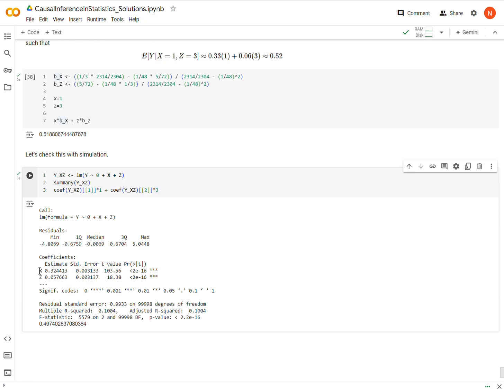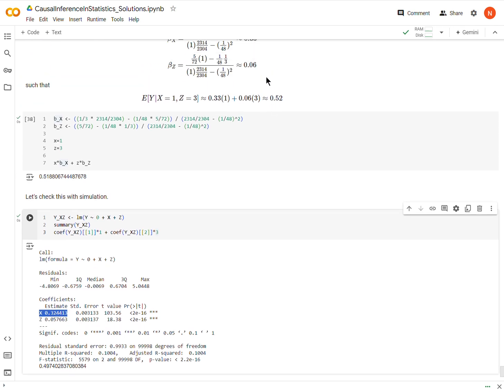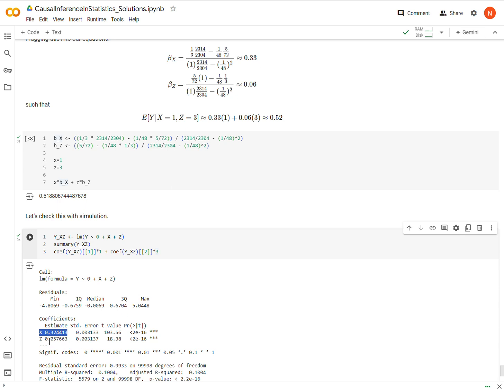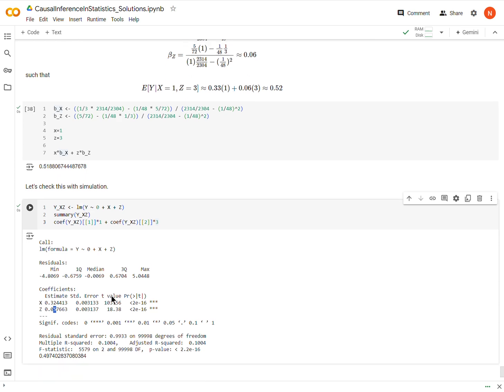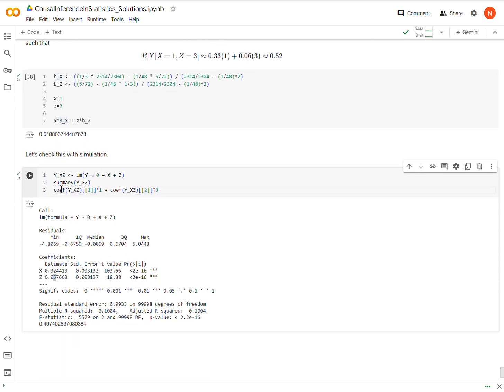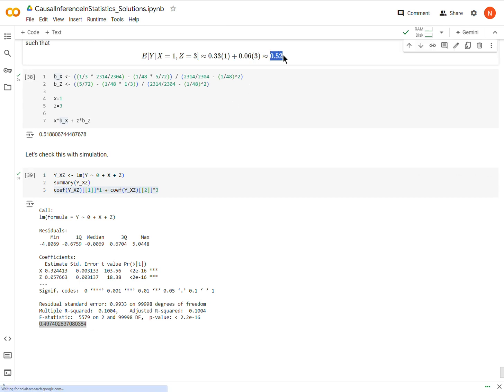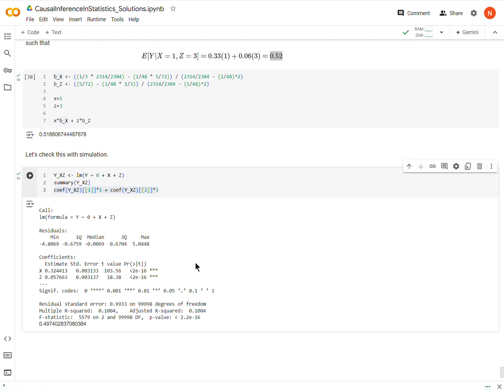So the coefficient that is estimated from our data is 0.32, which is pretty close to 0.33. And then 0.057 for z, which is very close to 0.06. And when I look at the expected value from our sample regression, I get 0.497. So it's close, but not perfect, and you don't expect it to be perfect with data. This has been a long one, so I hope you stuck with it.